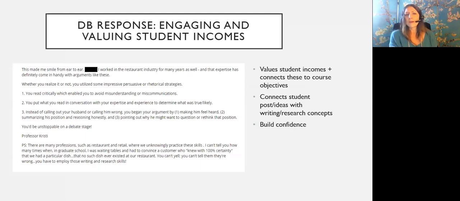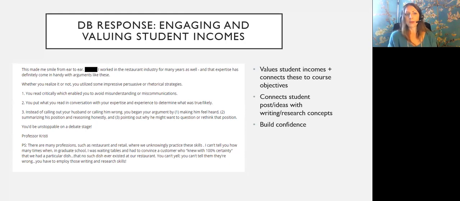Now, when we talk about valuing student incomes, discussion board responses in our online classrooms are a beautiful place to do this. They're an opportunity not to direct students back to what we want them to learn or what we are teaching, but to ultimately do the hard work of building a bridge between their incomes and insights and our own expertise, and doing so to build confidence within our students, valuing what they bring to the table and speaking not to the content, not to the subject area, not to the objectives, but to them.